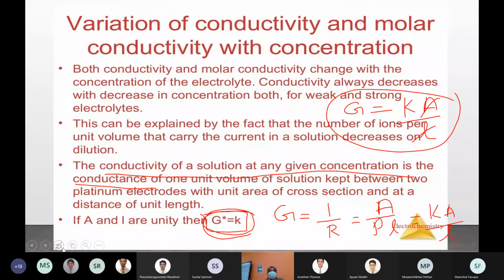G is conductance. K is conductivity. So conductance and conductivity will be equal when length is unit length and unit area of cross section. This is the equation for conductance. G is equal to K A by L. So A by L, if it is unit, then G is equal to K. That is why in the definition, conductivity is defined as conductance of the solution, which is unit length and unit area of cross section.